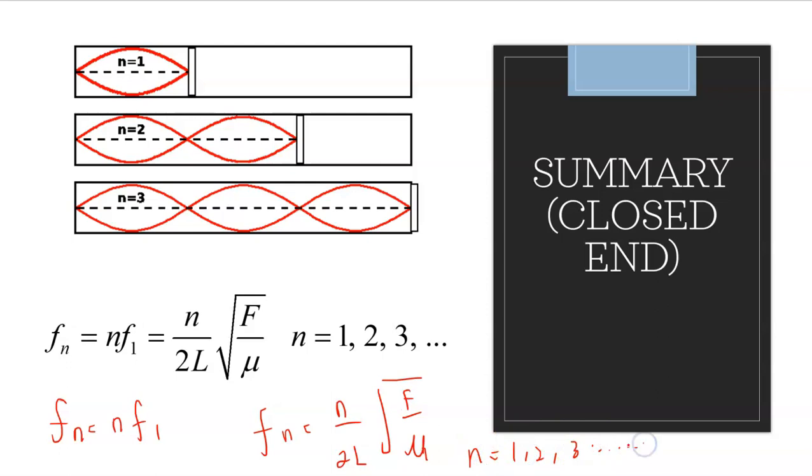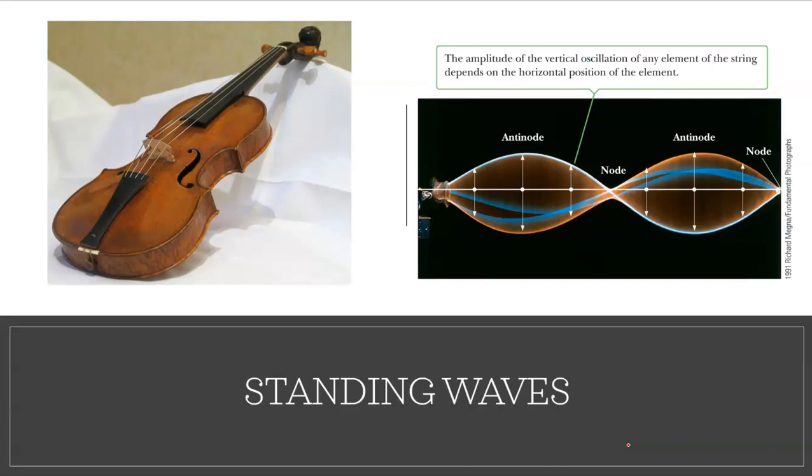Okay, this is the multi-flash photograph of the standing wave on the string. The maximum points are antinodes, and the minimum points are known as nodes.